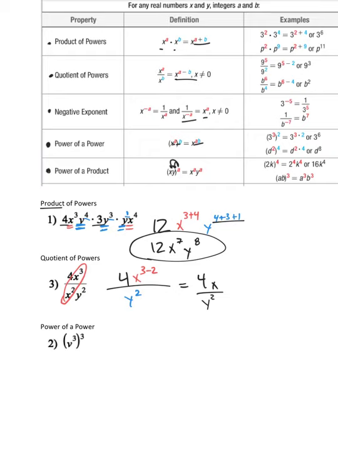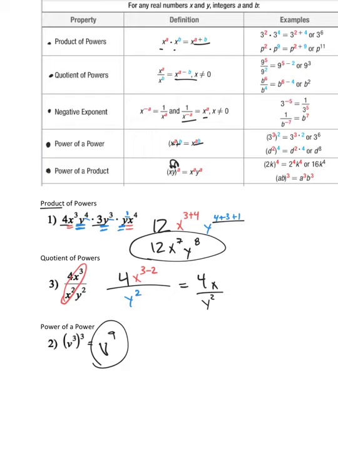Guys, last one here, the third one, we're taking a power to a power. Again, we're going to multiply those. So that's going to be v to the 3 times 3. That is v to the 9th.